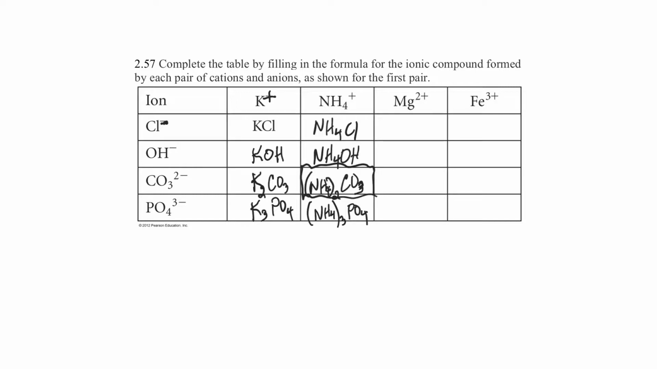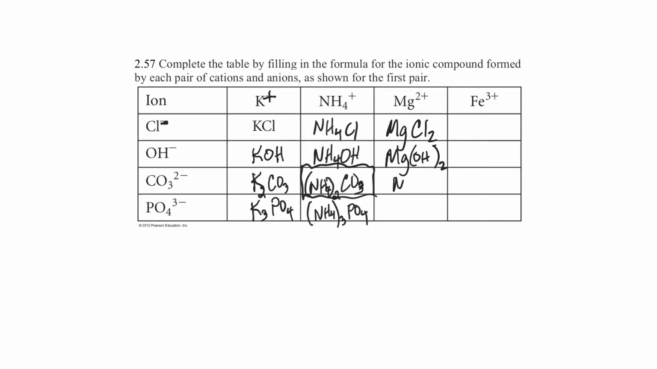All right. What about magnesium and chloride? Magnesium is +2. Chlorine is only -1, so I need 2 of those to balance. I need 2 negatives to balance with +2. Likewise, Mg is +2. How many hydroxides do I need? Since it's OH, I need 2 of those because they're -1. I need 2 negatives to balance with the 2 positives.